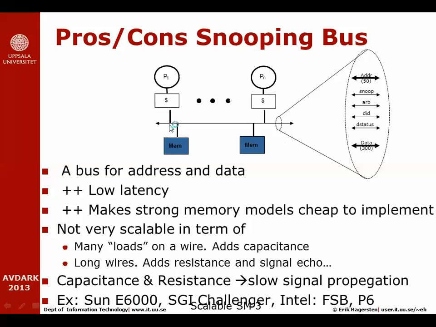Still, these kinds of fairly simple buses have been used even quite recently in commercial systems. The front-side bus used by Intel up until just a few years ago to connect multiple chips together was actually a single bus, as you see in this picture, with functionality not that different from what we have seen.